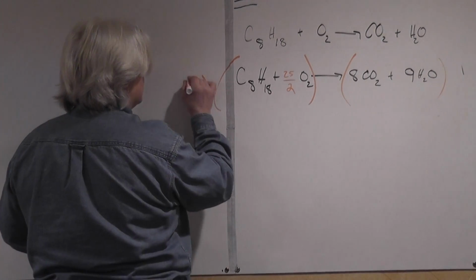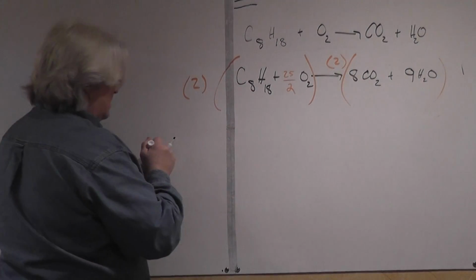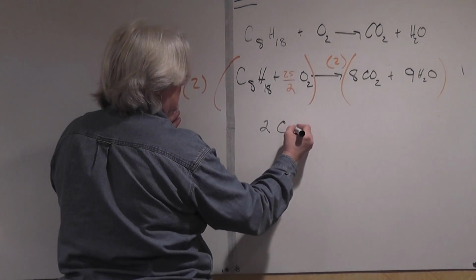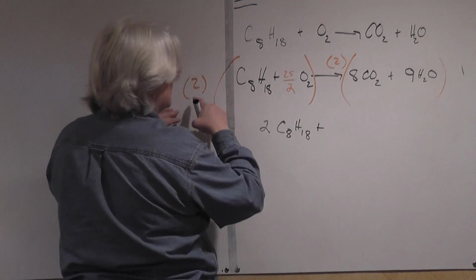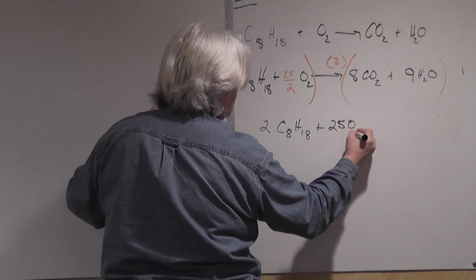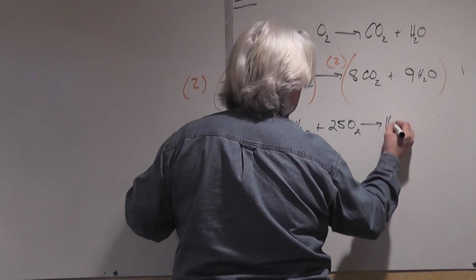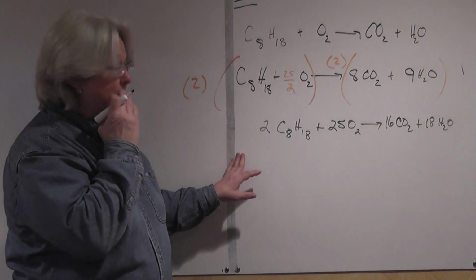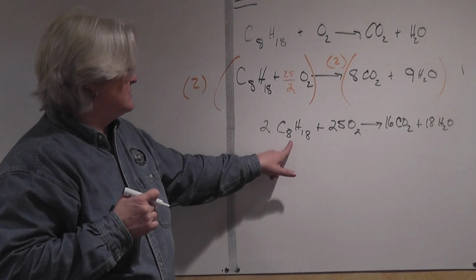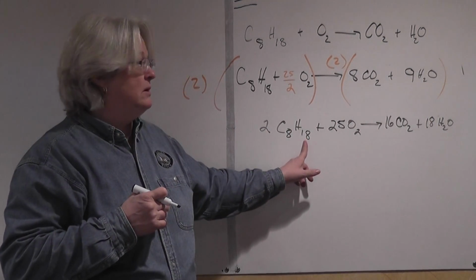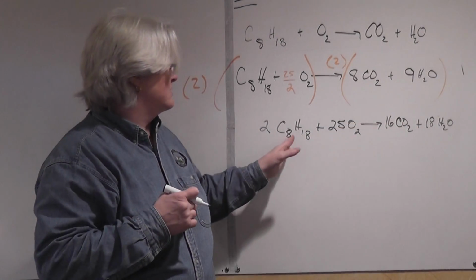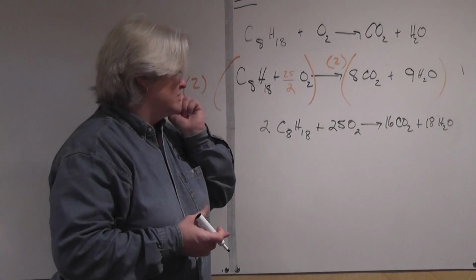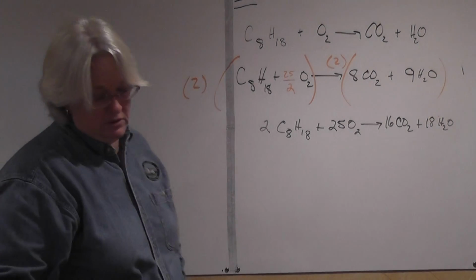Have to multiply both sides of this equation now by 2, which is going to result in this equation: 2 C8H18 plus 25 O2 yielding 16 CO2 plus 18 H2O. Alright? Now it's balanced. 2 times 8 is 16. 16. 2 times 18, 36. 18 times 2 is 36. 25 times 2 is 50. We have 32 plus 18 is 50 oxygen. Alright? Now what do we need to do?